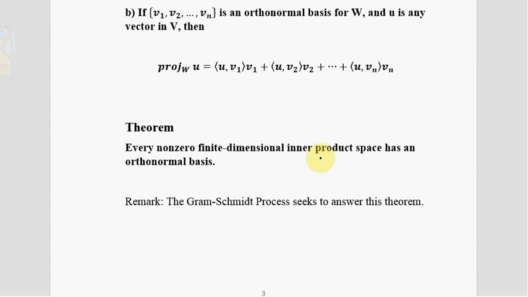Now, a very simple theorem, but it says a whole lot. Every non-zero finite dimensional inner product space has an orthonormal basis, and the Gram-Schmidt process goes after the answer to find it. So if you have a non-zero finite dimensional inner product space, then within it, this theorem says there has to exist some orthonormal basis, at least one. Well, what does it look like? The Gram-Schmidt process gives us that.